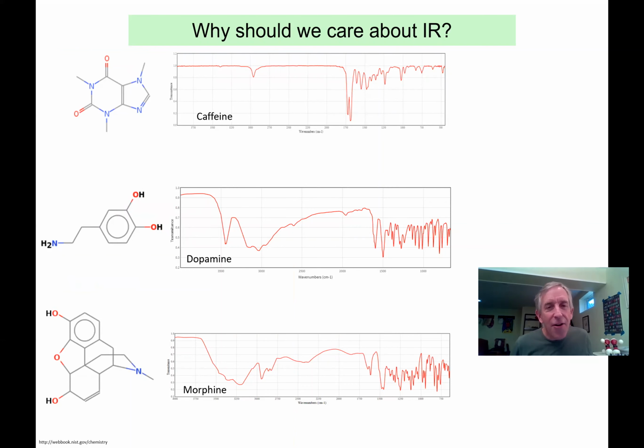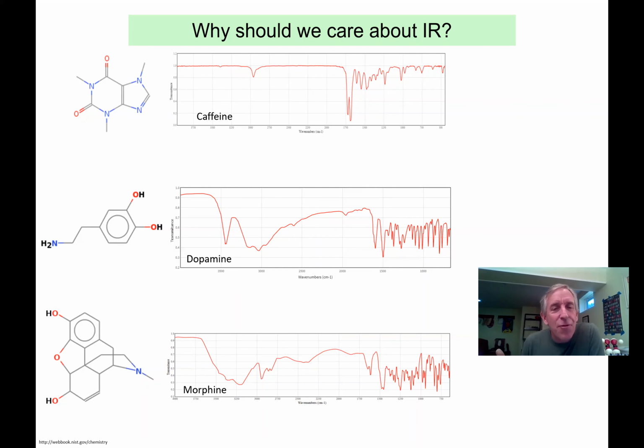Why should you care about IR? Just because it's going to help you solve your dual unknowns? Well, maybe it could help you solve other situations as well. Like, hey, I have these 3 white solids and I'm not quite sure which one is caffeine, which one is dopamine, and which one is morphine. Okay, this could matter in your world.